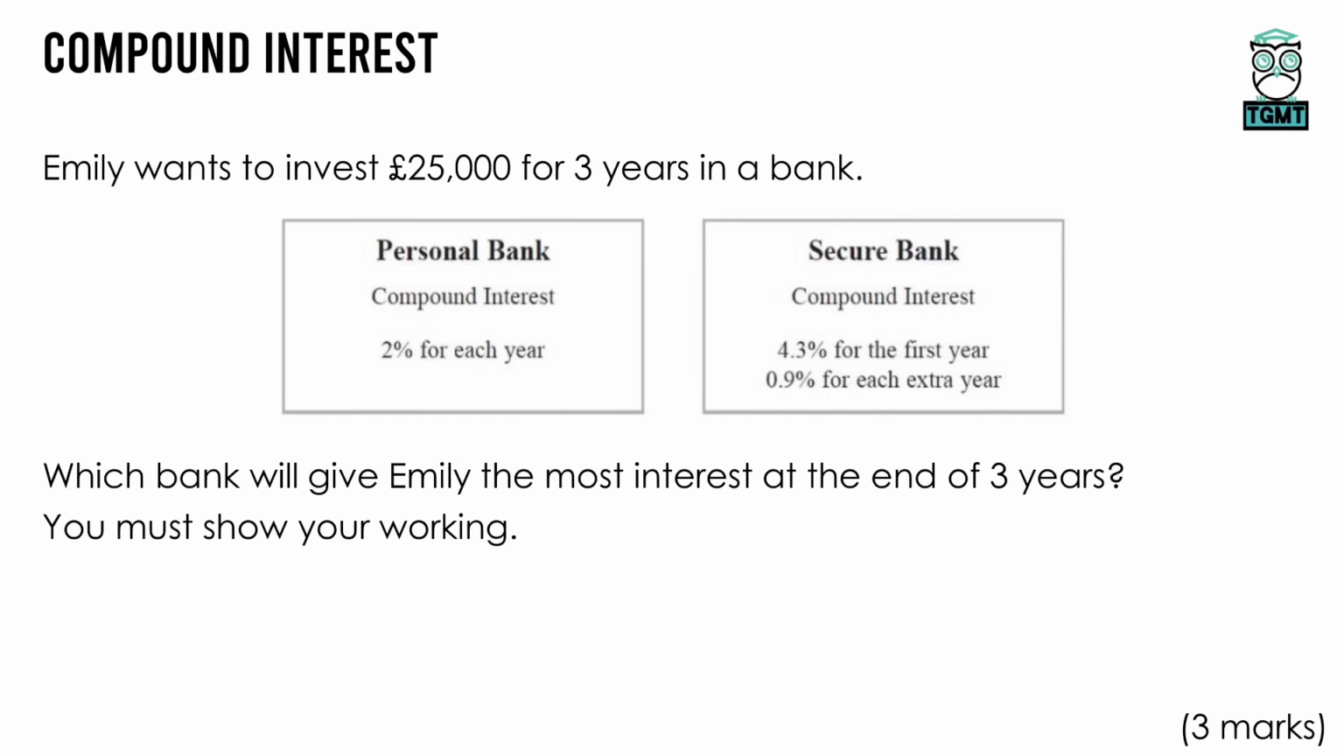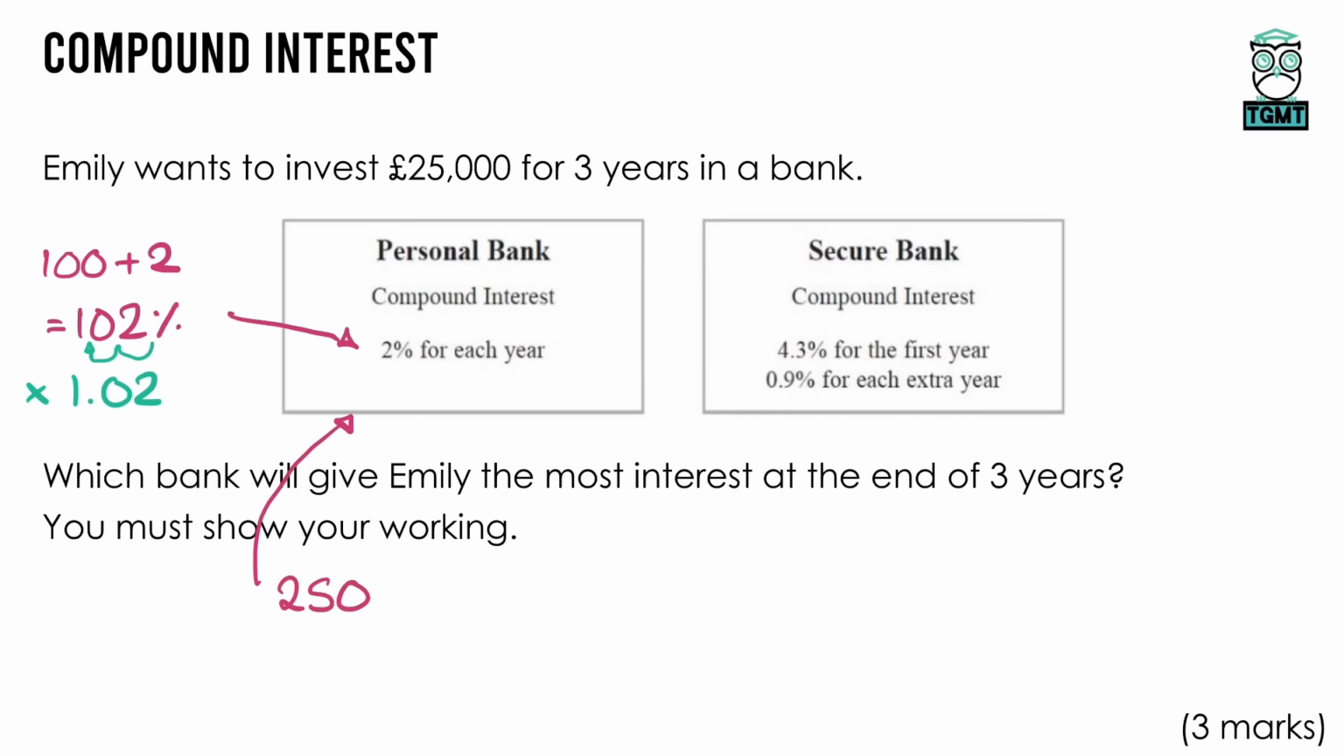Now, when you are dealing with compound interest, all we need to do is figure out the multiplier that we need. Now, to figure out the multiplier, essentially, we add the percentage that we've been given to 100%. So 100 plus 2 means that each year it's 102%. Now, as a multiplier, all we have to do is turn that into the decimal version, which is just dividing by 100. So it's 1.02. And that's what we have to multiply by to increase by 2%.